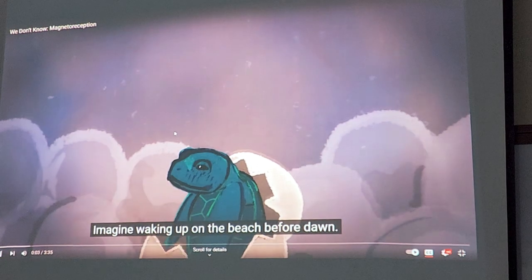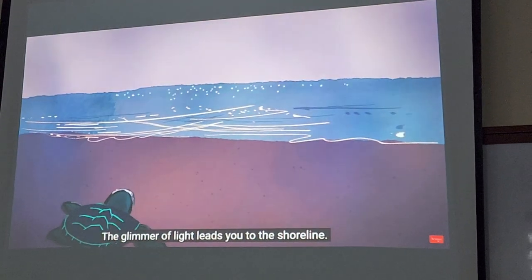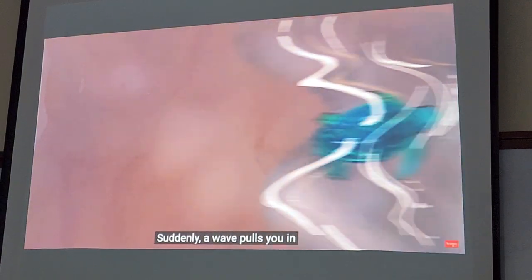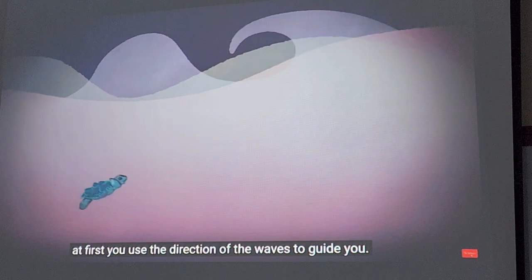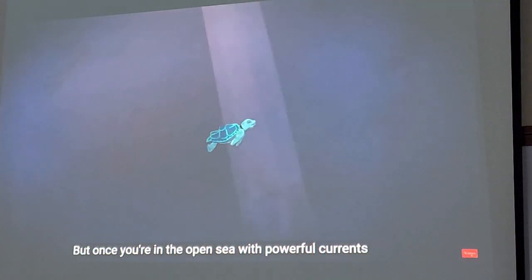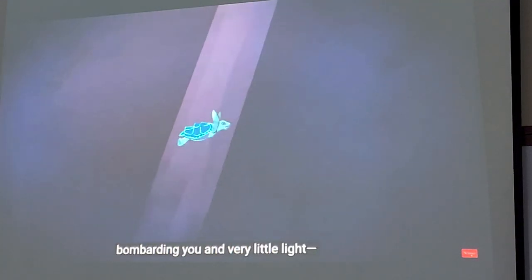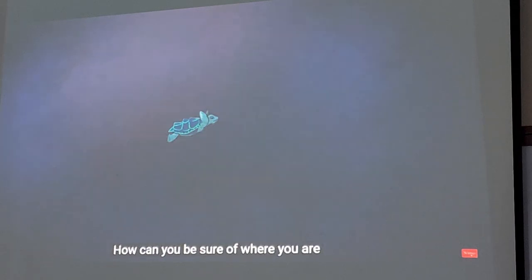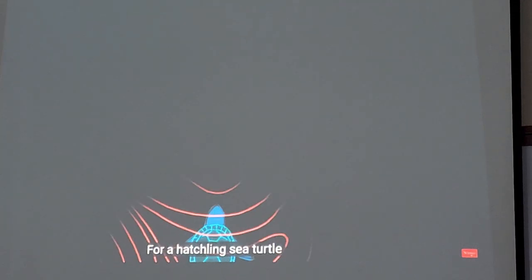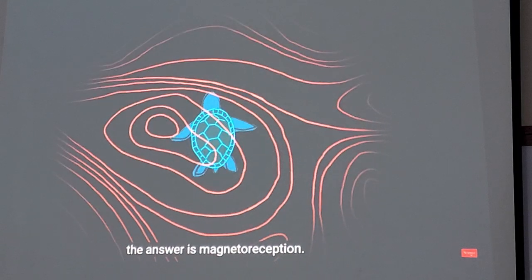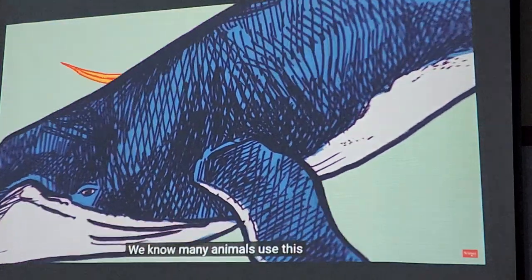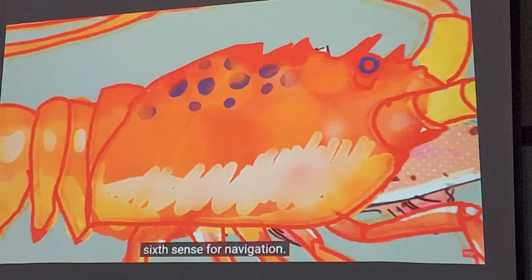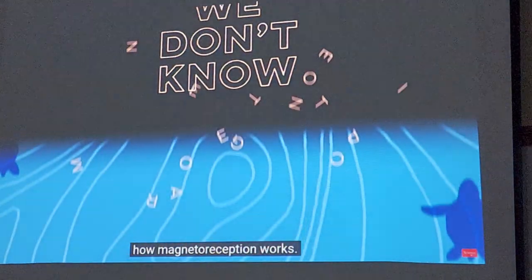Imagine waking up on the beach before dawn. The glimmer of light leads you to the shore. Suddenly, a wave pulls you in. At first, you use the direction of the waves to guide you. But once you're in the open sea, with powerful currents bombarding you and very little light, how can you be sure of where you are and where you're going? For a hatchling sea turtle, the answer is magnetoreception. That's the ability to sense magnetic fields. We know many animals use this sixth sense for navigation. What we don't know is exactly how magnetoreception works.